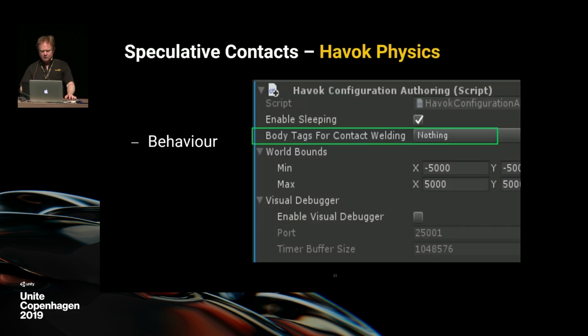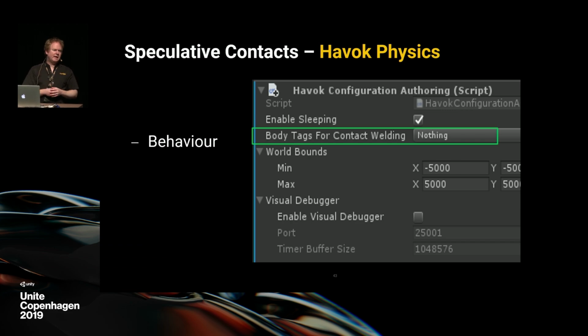So with Havok, this is one of those things that we don't necessarily want to enable out of the box. There's a small performance hit in order to deal with these speculative contacts. So we don't turn it on by default for Havok. There is a Havok configuration authoring component that you can add on to an entity that's dealing with your core physics setup. And one of those options is that you can set up a particular custom tag, sort of the body tags that Adam was talking about in the last session.